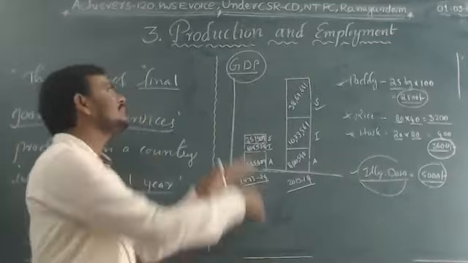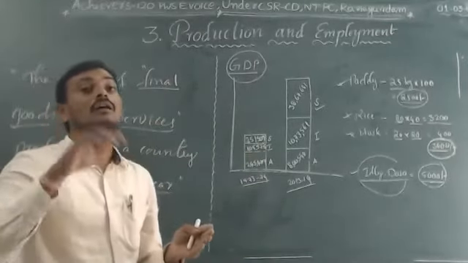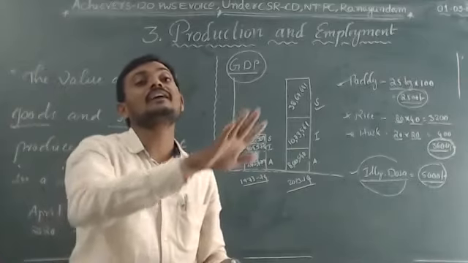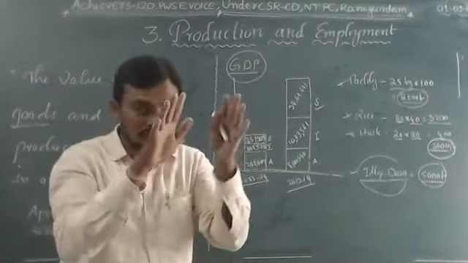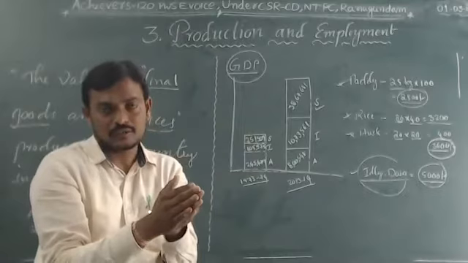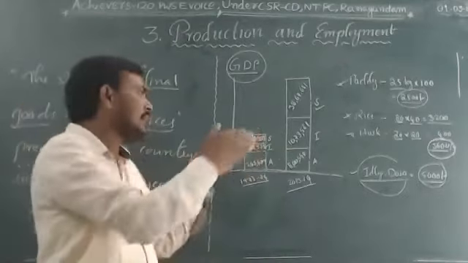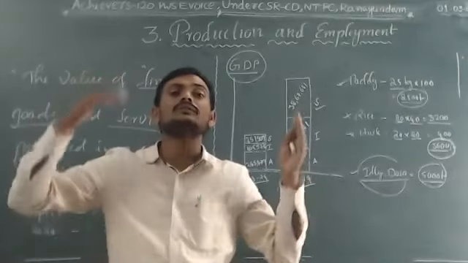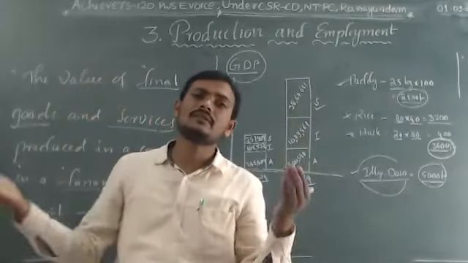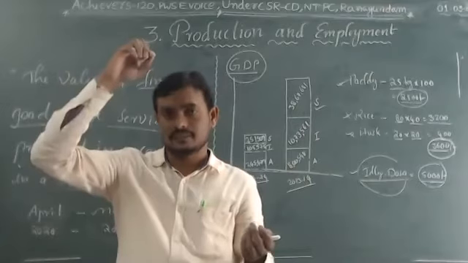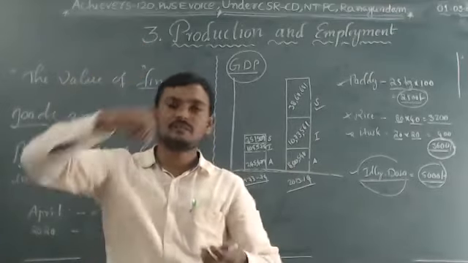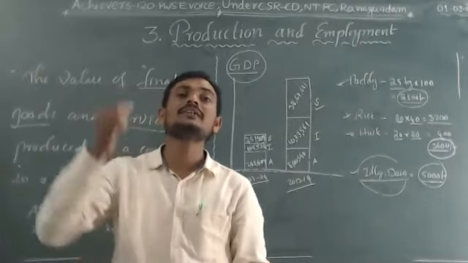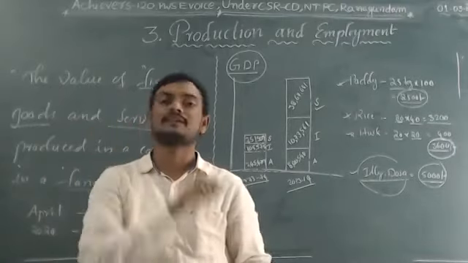But here, GDP, in the sense of gross domestic product, is the value of final goods and services produced in the country in the given academic year or financial year. Thousands of goods and services are being produced. Each and every good has a specific value, and each and every service has a specific value.